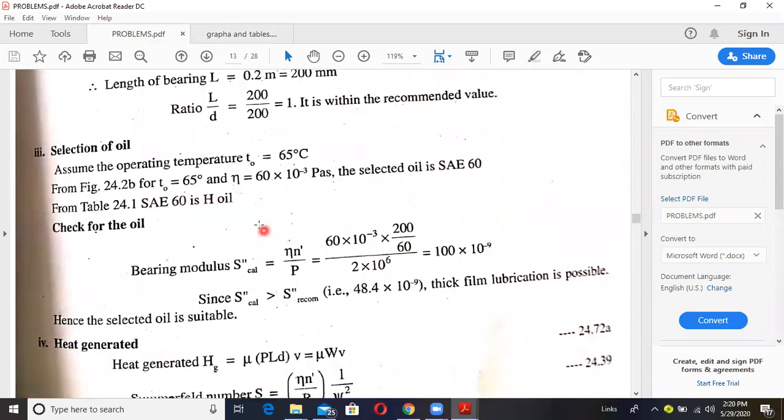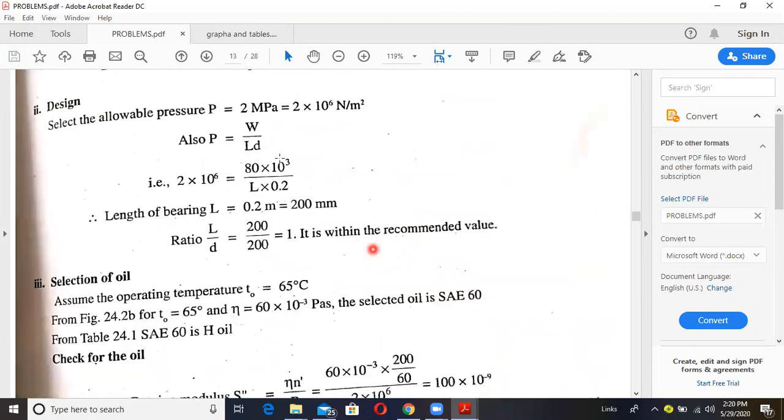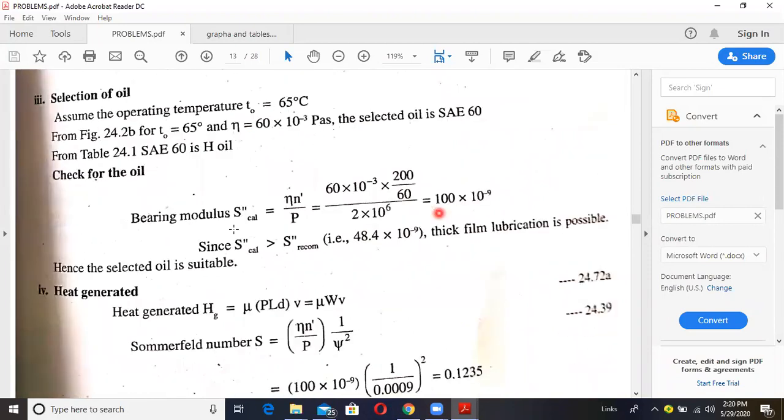Now whatever the oil we have selected, it is right or not, now we are going to check. That is nothing but check for the oil. Now we are going to take bearing modulus S double dash calculated is equal to neta n dash by P. We know neta. We can calculate n dash, that is nothing but n divided by 60. We have taken P is equal to 2 into 10 to the power of 6. We will get calculated bearing modulus is equal to 100 into 10 to the power of minus 9.